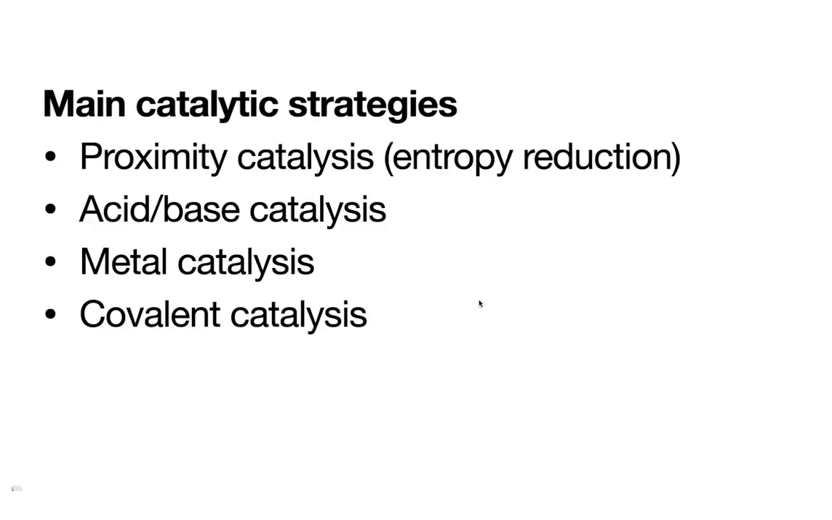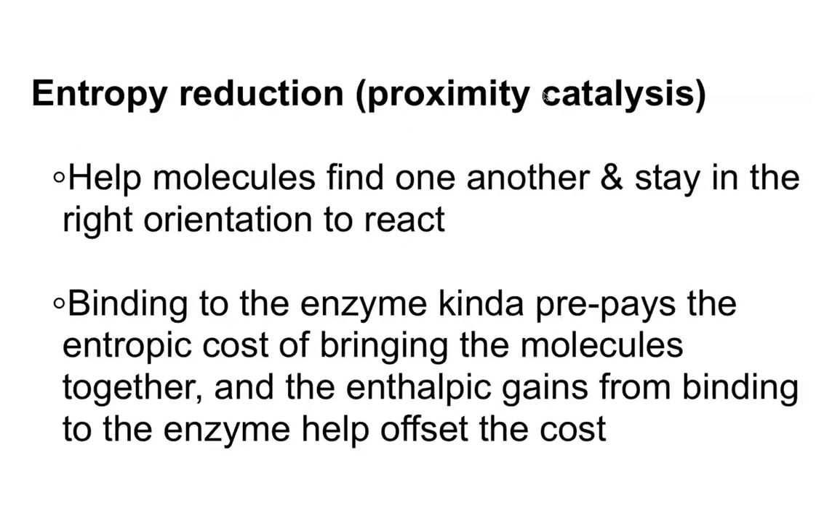Enzymes can use a variety of different strategies to make reactions happen, and different enzymes can catalyze the same reaction in different ways or catalyze different reactions in the same way. All the enzymes are going to do proximity catalysis. This is also known as entropy reduction. Basically, they just bring things together. They make it easier for them to react. They hold them in the right position to react.